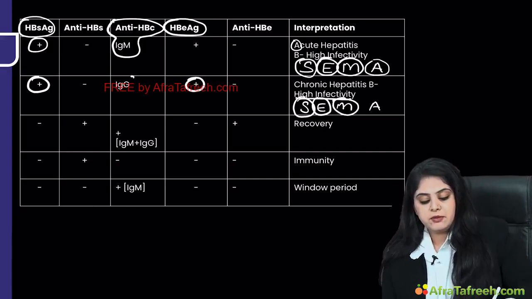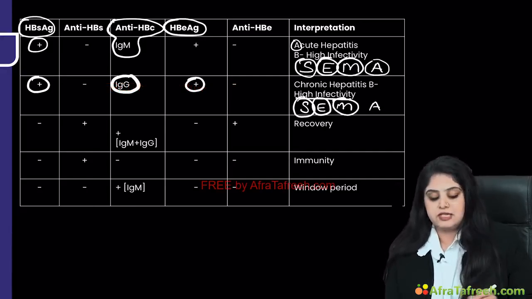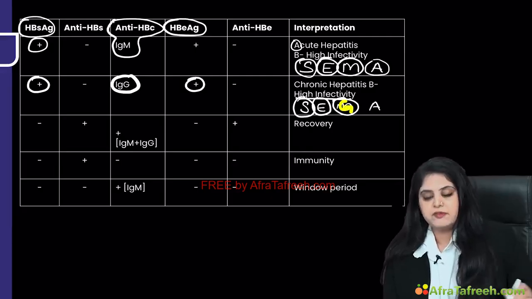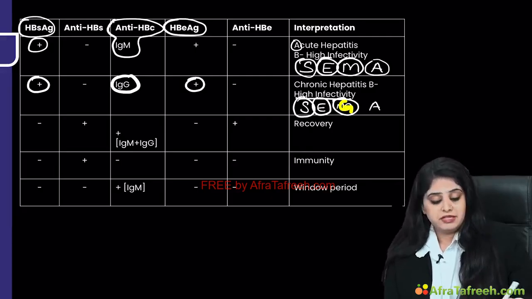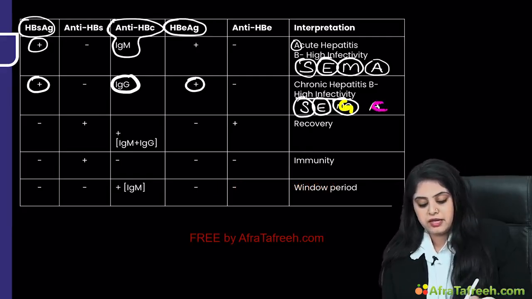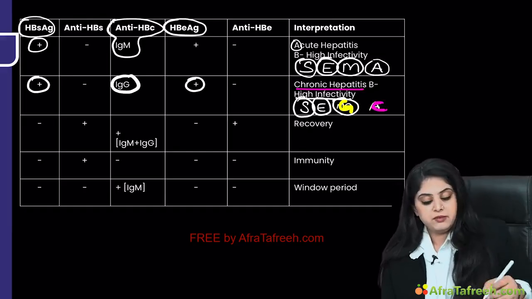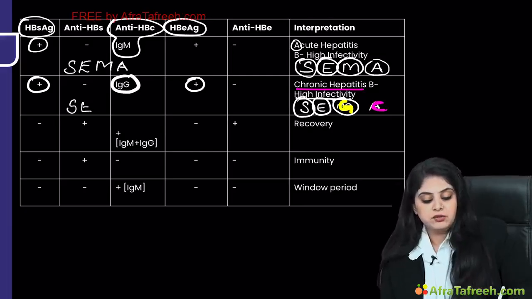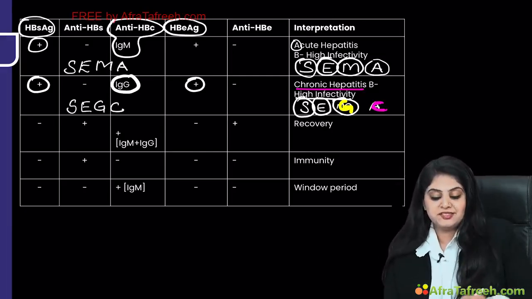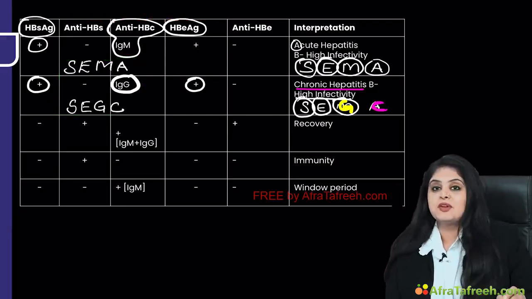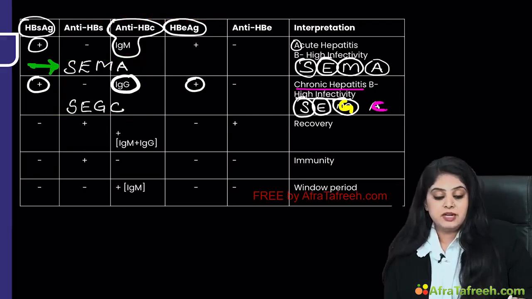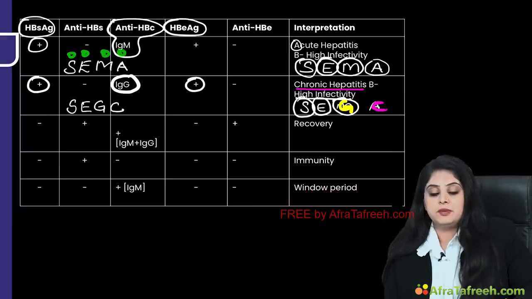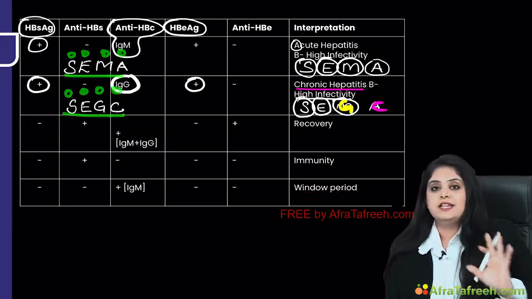Instead of IgM type of anti-HBC, there is IgG type of anti-HBC. So what is the change? IgG type of anti-HBC has come up over here. That means the IgG has come. It is no longer acute hepatitis. It is chronic hepatitis. So please remember, for acute hepatitis, you will learn the mnemonic SEMA. And for chronic hepatitis, you will learn the mnemonic SEG-C. So it's not a very nice mnemonic, but something that you will learn. So surface E antigen, IgM, and acute hepatitis. Surface E antigen, IgG, that is chronic hepatitis. So SEMA and SEG-C is how you're going to learn it.